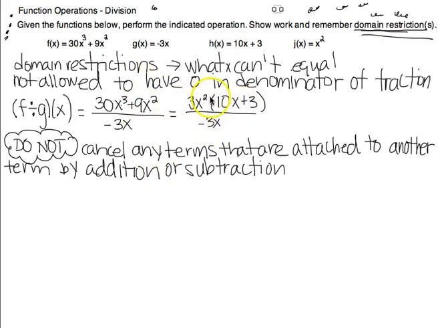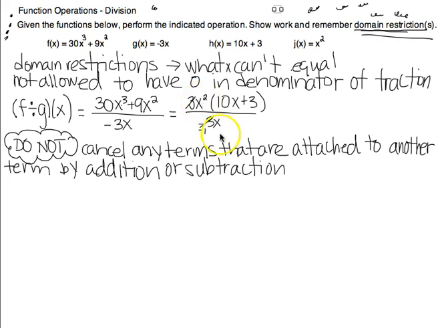So that's why we factor, because now this 3x squared is separated from this parenthesis by multiplication. This negative 3 and this x are already separated by multiplication. So that allows us to say, okay, well, 3 and negative 3, I can reduce that to just a negative 1 here in the bottom.